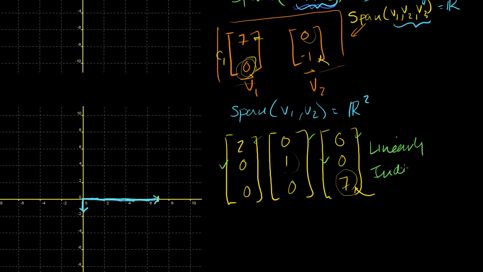And if you were to graph these in 3 dimensions, you would see that these three do not lie on the same plane. Obviously, any two of them lie on the same plane. But if you were to actually graph it, you get 2, 0, 0. Let me say that that's the x-axis. Then you have this 0, 1, 0. Maybe that's the y-axis. And then you have 0, 0, 7. It'll look something like this. So it almost looks like your three-dimensional axes.